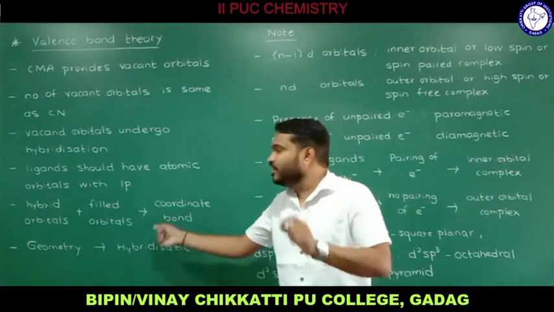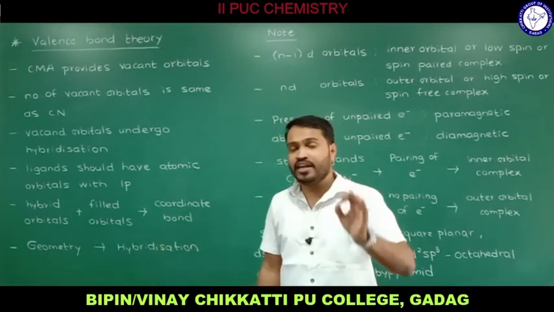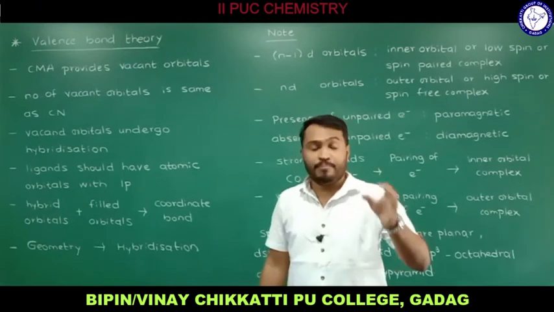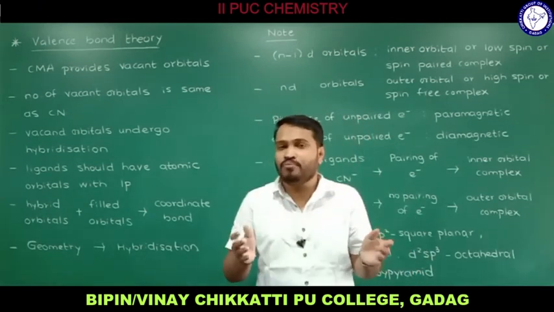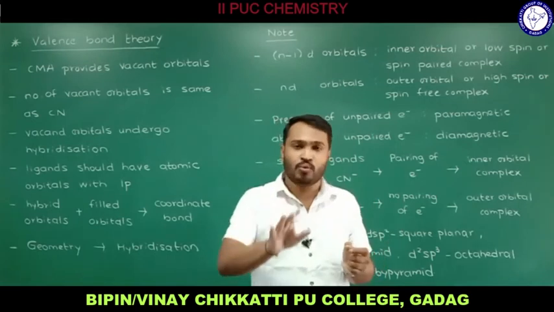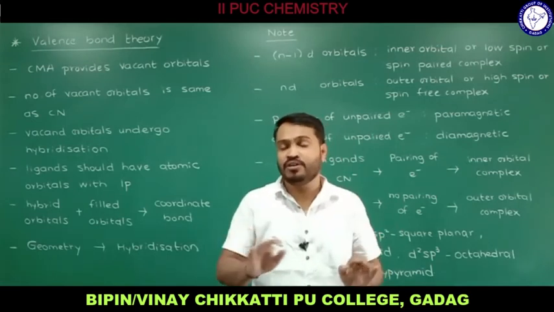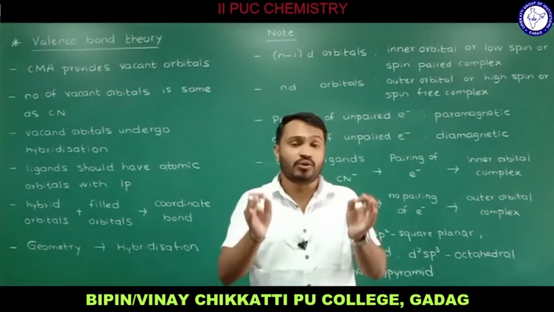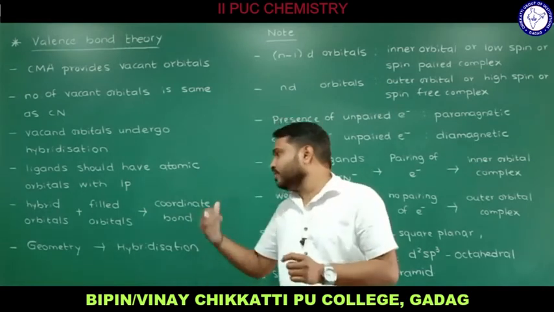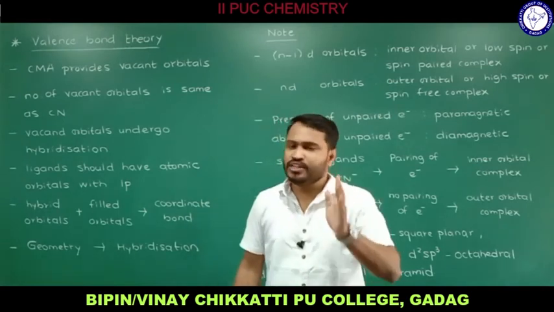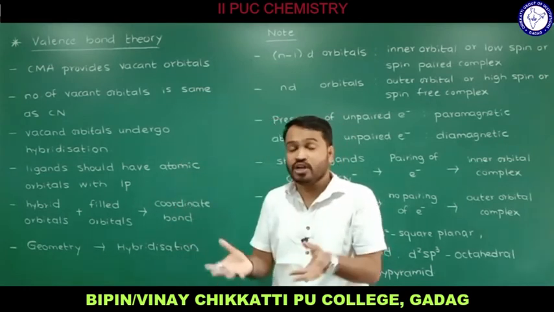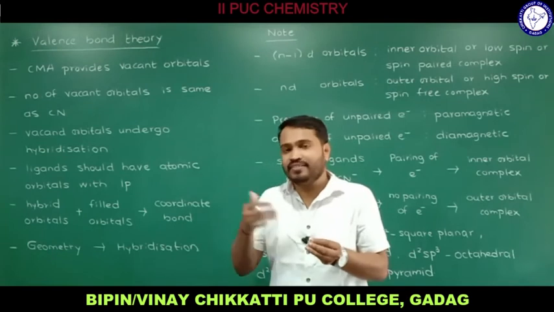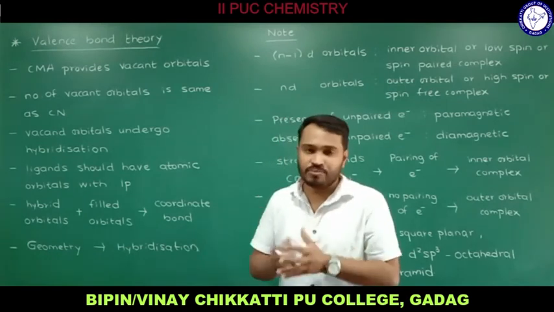So this is a very important point. Understand, the vacant orbitals provided by the metal atom undergo hybridization to produce an equal number of hybrid orbitals which overlap with the filled atomic orbitals of the ligand which contain a lone pair of electrons, so that the coordinate bond is going to be formed. So it is very important to understand the theory, how vacant orbitals are produced, how hybridization takes place, then it will be easy for us to solve the examples related to that.